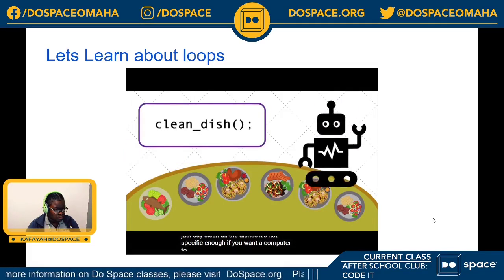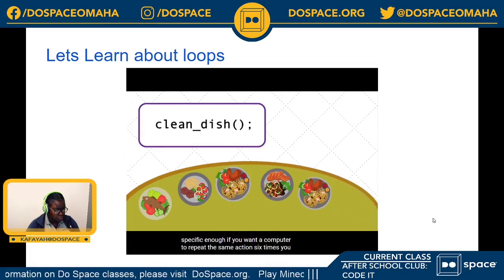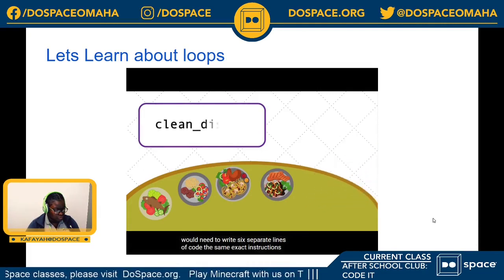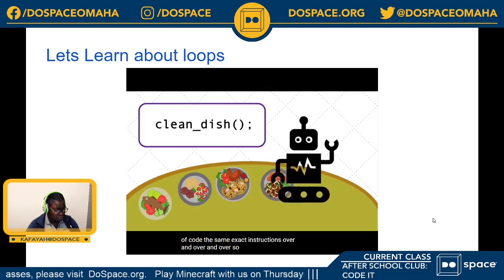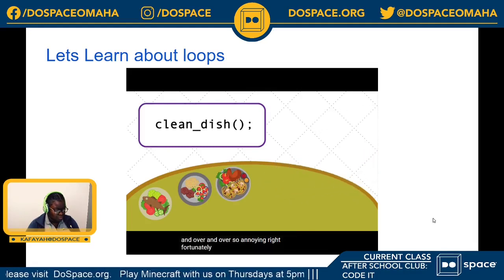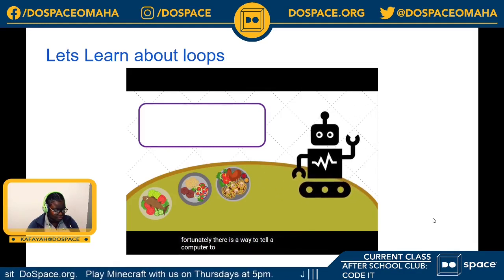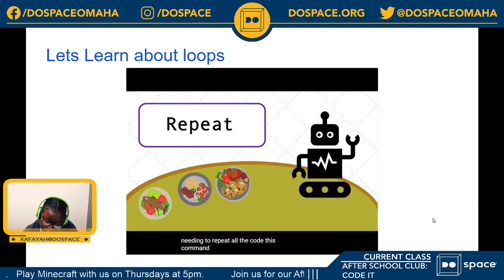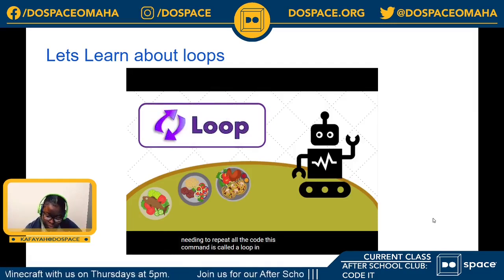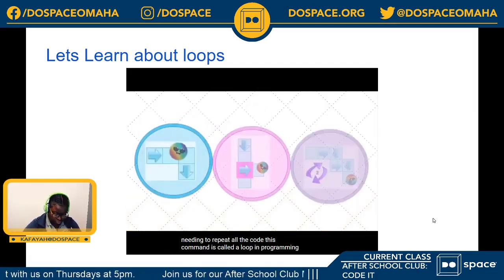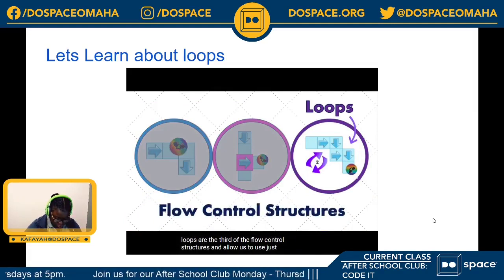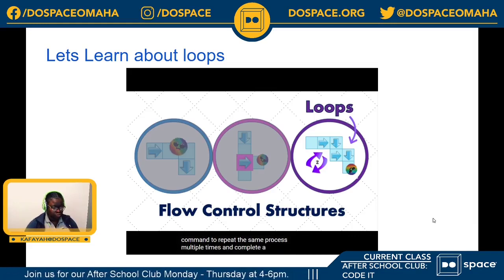If you want a computer to repeat the same action 6 times, you would need to write 6 separate lines of code, the same exact instructions over and over and over. So annoying, right? Fortunately, there is a way to tell a computer to repeat an action without needing to repeat all the code. This command is called a loop. In programming, loops are the third of the flow control structures and allow us to use just one command to repeat the same process multiple times and complete a task.